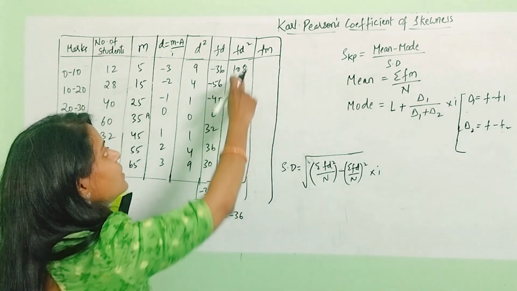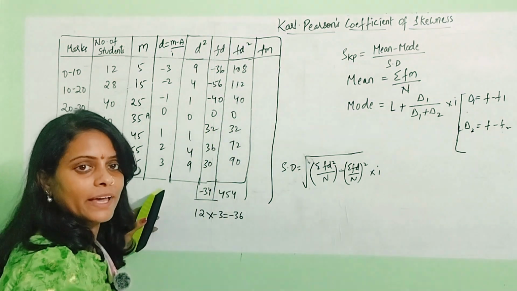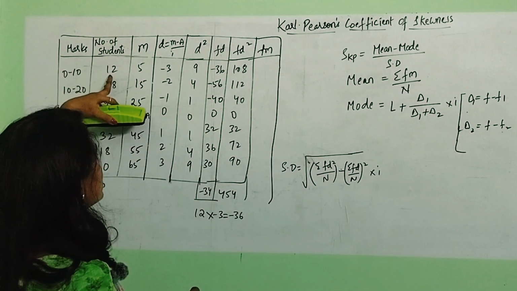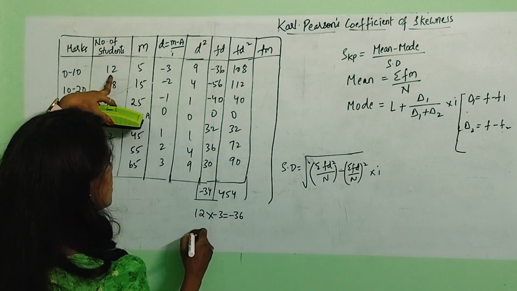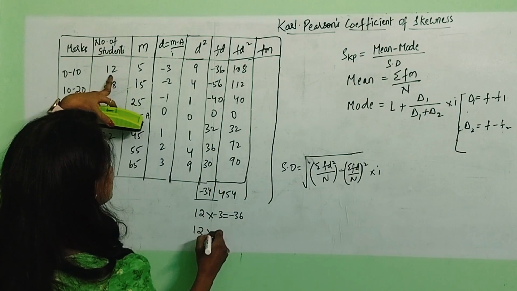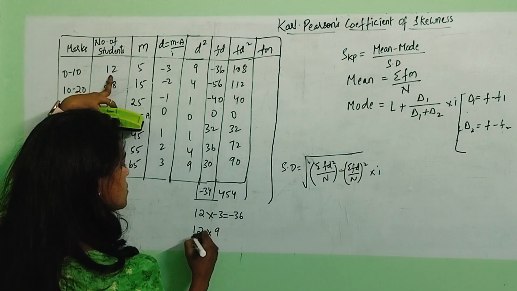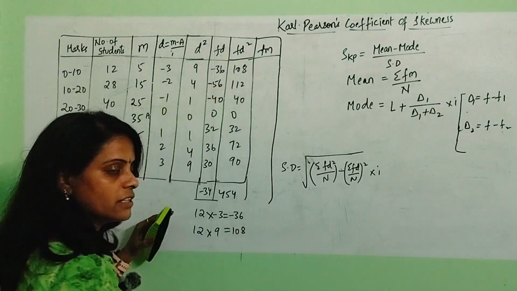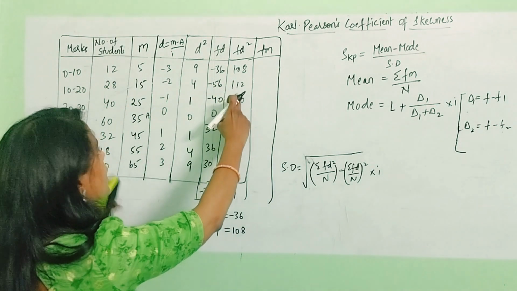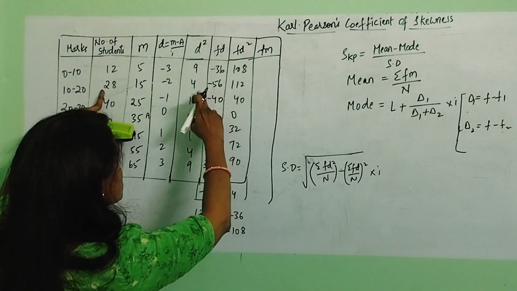Okay. Then next one is FD square. FD square is the frequency into d square value. I'll calculate one for you. See here, that is 12 into d square, which is 9. So 12 into 9, what is the value? That is 108. Okay. In the similar way, calculate for 28 into 4.